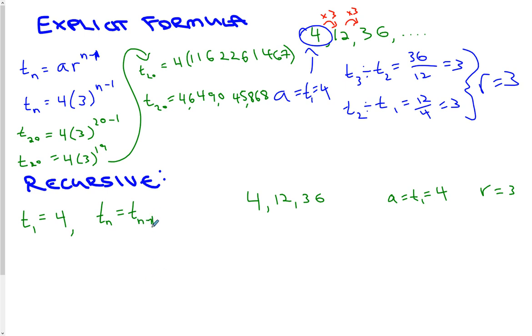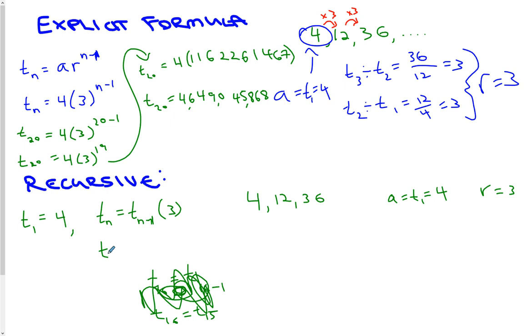Okay, and how that works is, if I want to find the 16th term, well, t to the 16 minus 1 would be t to the 15. So that means the term right before it. Okay, so I have to say the term before it, but I need to do something to it. What do I do to it? Oh, I multiply it by 3. I can just put that right there.